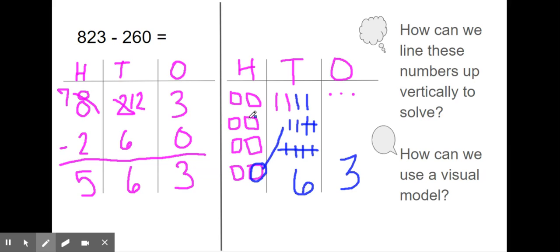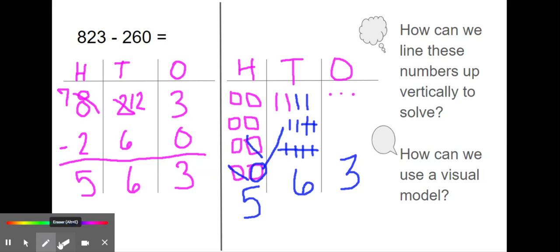And now let me count my hundreds that are left. Well, I have to take away 2 hundreds first, right? So let me take away 2 hundreds. And now let me count how many hundreds I have left. 1, 2, 3, 4, 5. So look, 563, 563. We did a great job. There's your answer.